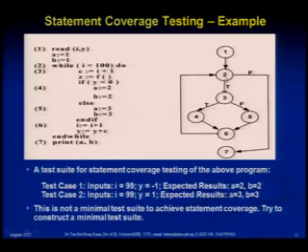This path passes through how many branches? 1, 2, 3, 4, 6, 2, 3, 5, 6, 2, 7. How many branches in this control flow graph? All the outgoing edges at decision nodes are branches. We have 2 decision nodes here. This decision node and this one, so these are branches. Altogether 4 branches.